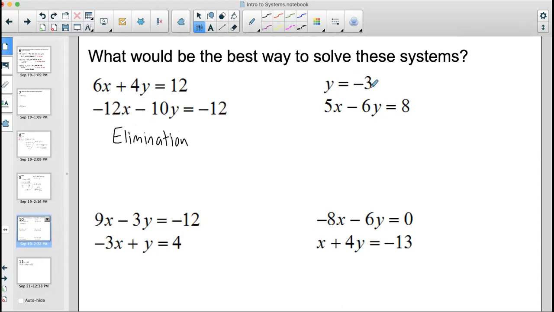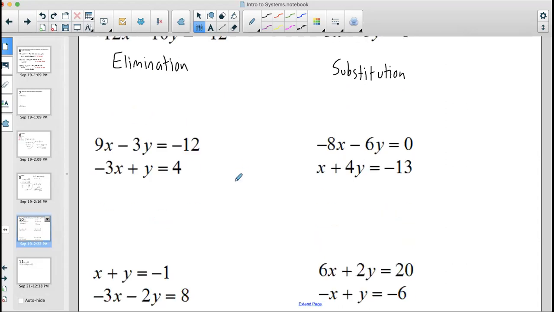This one I already know one of the variables, so I would substitute -3 for Y down here, and I would get my answer that way. So substitution. Yeah, this works best when one equation is already solved for one of the variables, or would be easy to solve for one of the variables.